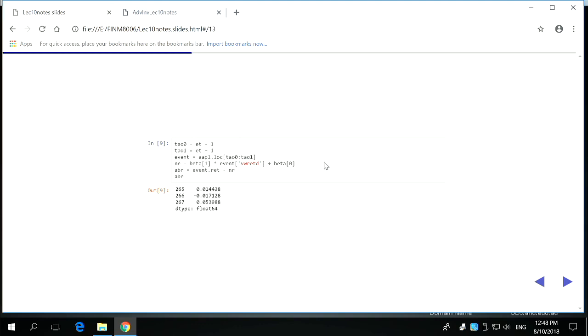So this will be a 3-day window: minus 1, 0, plus 1. Okay? So within this three-day window, I get my data, I call it event. That's my window. And I calculate my normal return using the beta I estimated from the estimation window. So that's beta 0 plus beta 1 times the returns in the event window. That'll be my normal returns during these three-day windows.